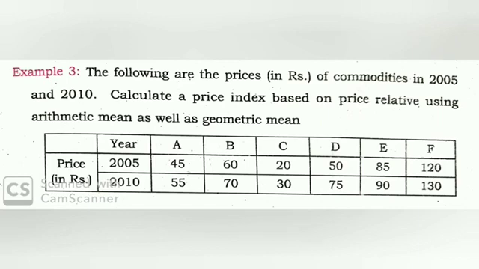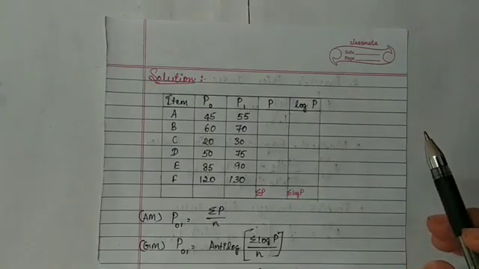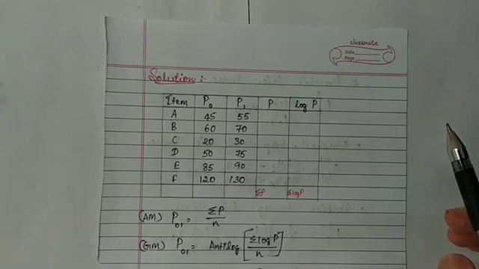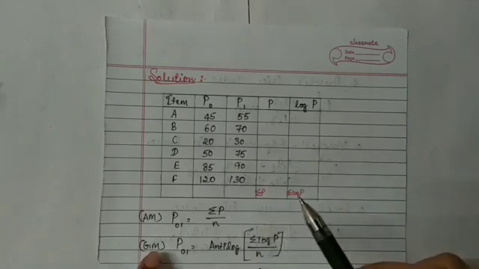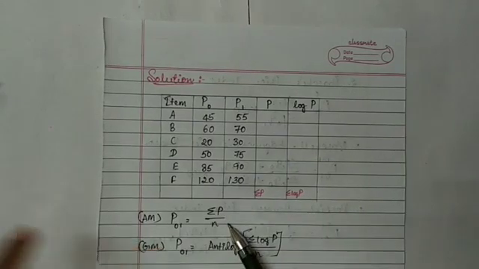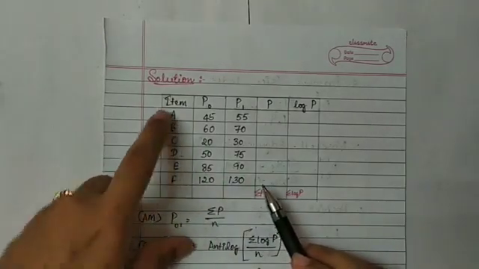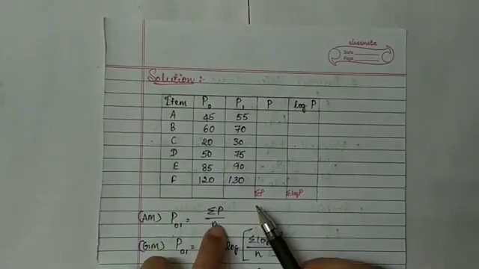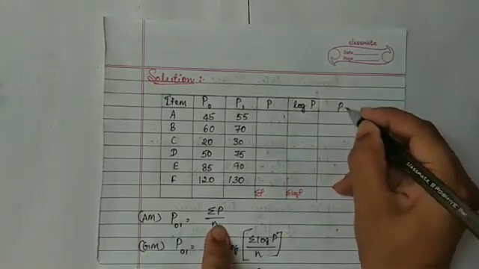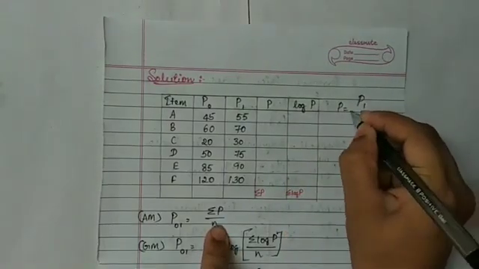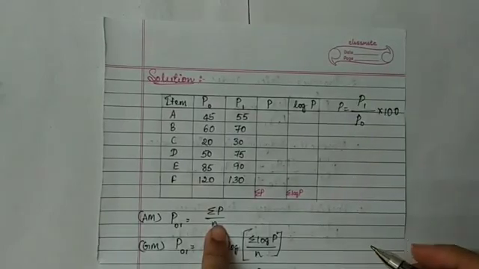Let us start solving the problem now. In this problem, we are asked to calculate the price index based on price relative using arithmetic mean as well as geometric mean, isn't it? So, the arithmetic mean formula is P01 is equal to summation P divided by N. N is the number of items, 1, 2, 3, 4, 5, 6, A to F, 6. And summation P, the P column is there. So, how to calculate P? P is equal to P1 divided by P0 multiplied by 100, isn't it?